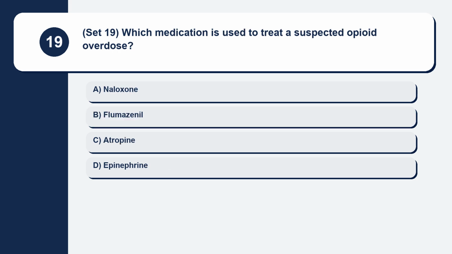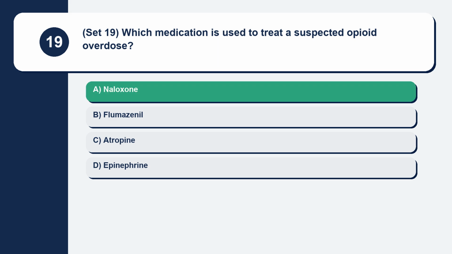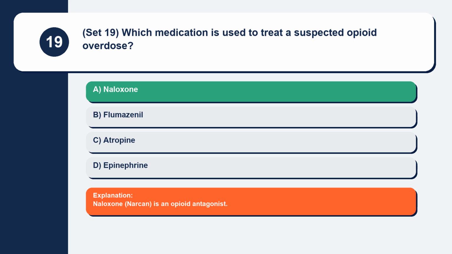Question 19. Set 19. Which medication is used to treat a suspected opioid overdose? Naloxone, flumazenil, atropine, epinephrine. Naloxone, Narcan, is an opioid antagonist.